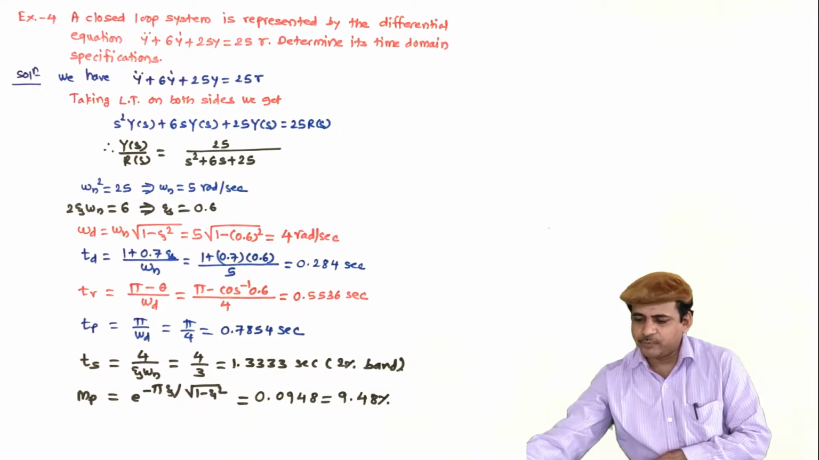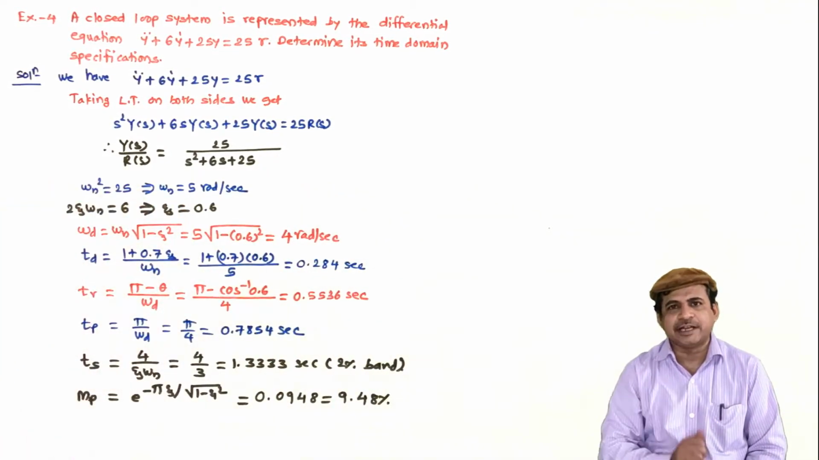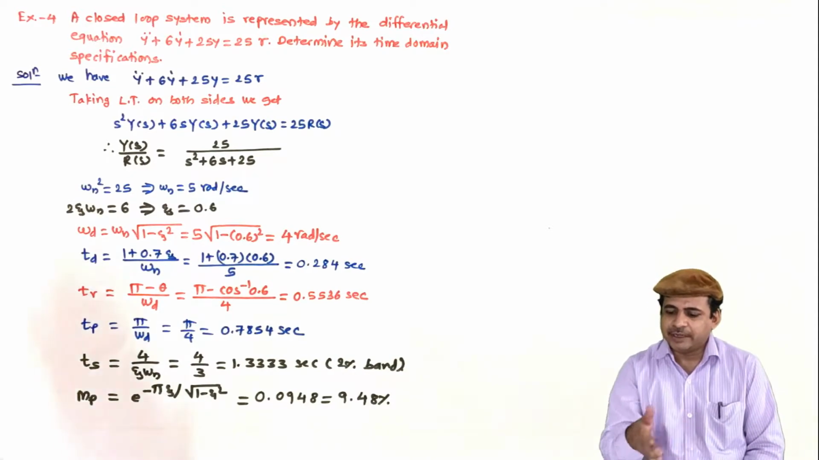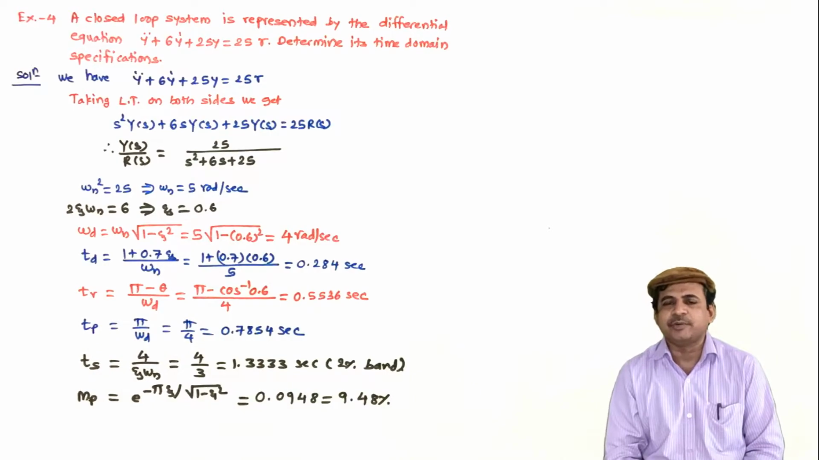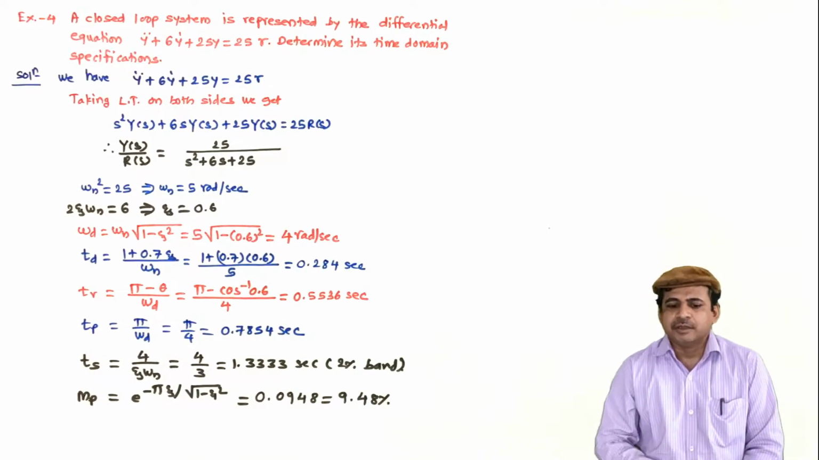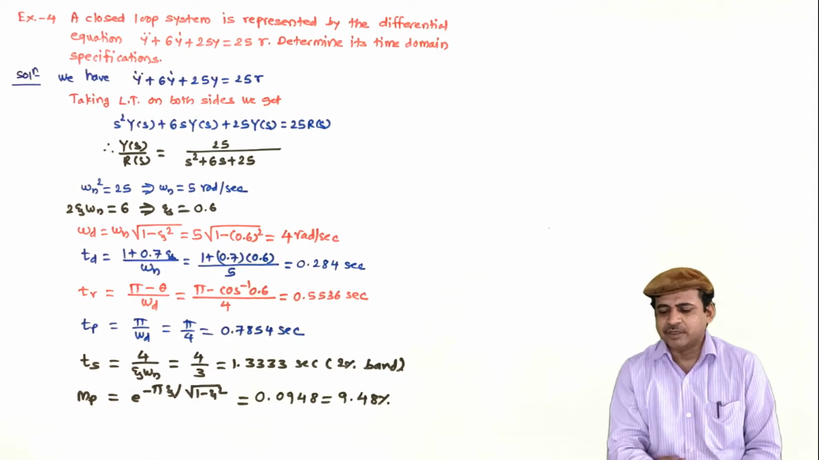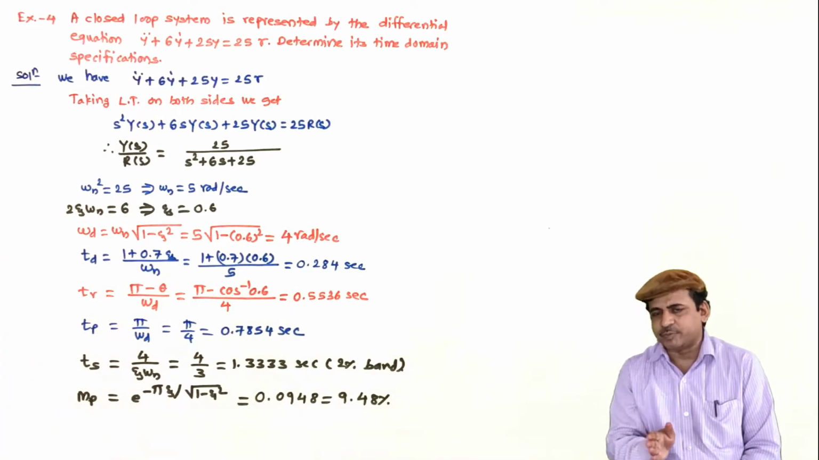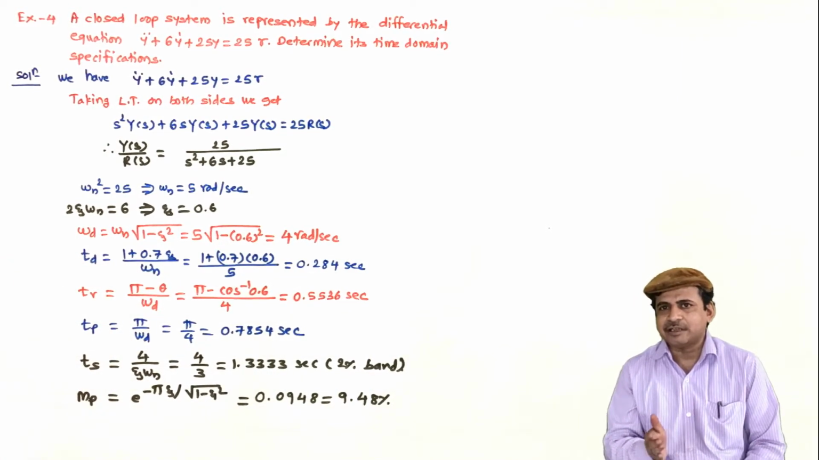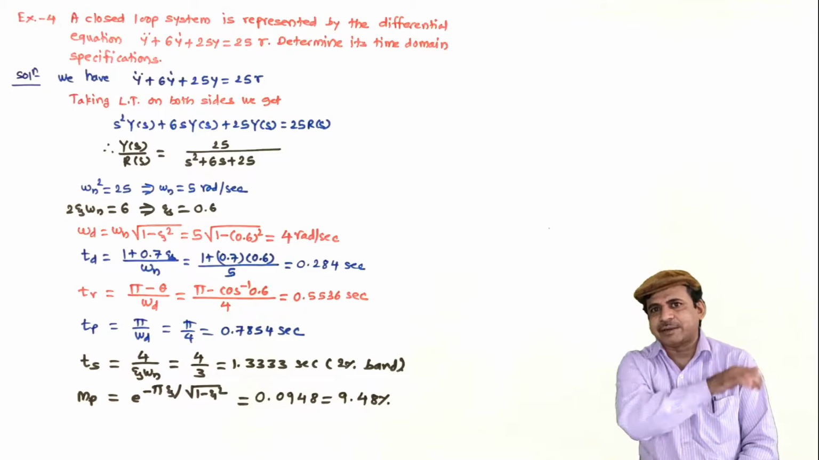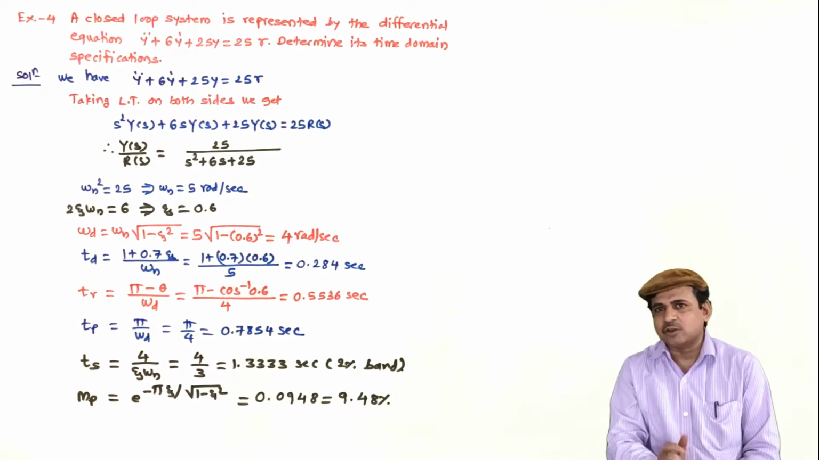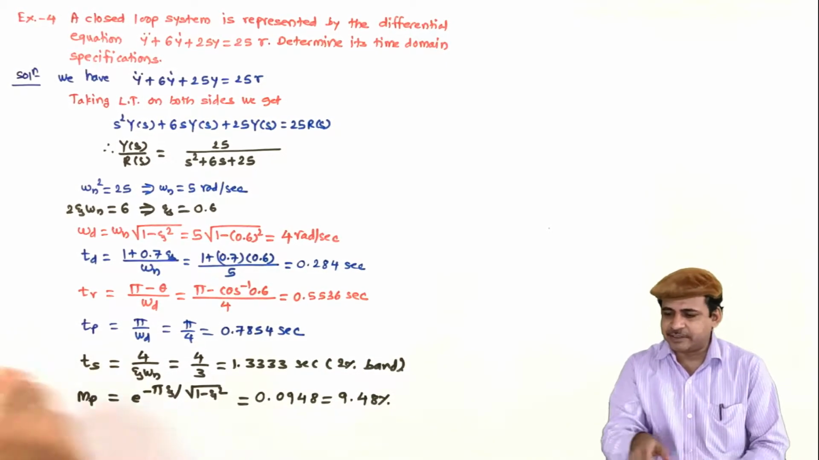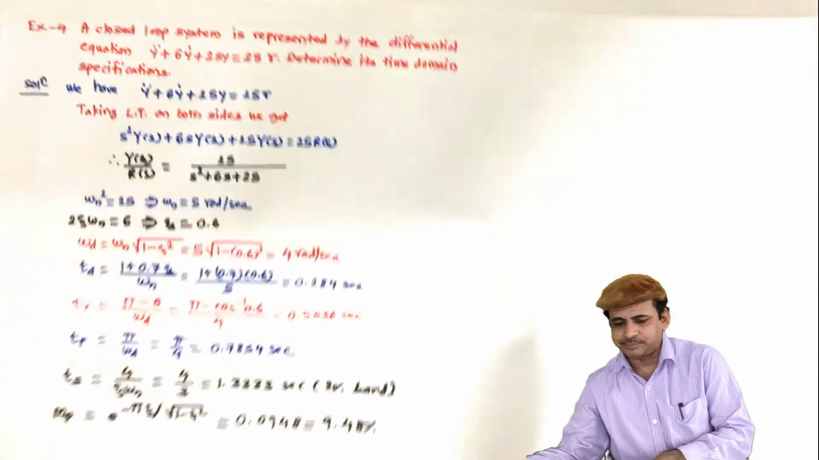That means if you have transfer function, you can find out zeta and omega n, and once zeta and omega n are known, all time domain specifications can be obtained. Now say if zeta and omega n are not given, that is transfer function is not given, but any two of the time domain specifications are given, and it is asked to determine the remaining time domain specifications. That is also possible. Let us see some that kind of examples.